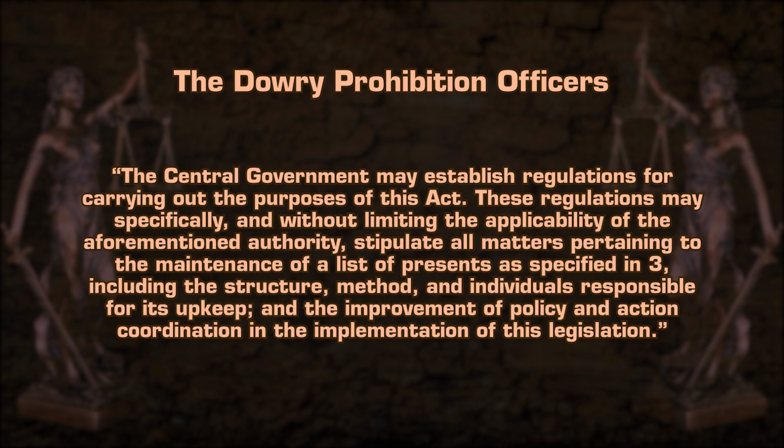The central government may establish regulations for carrying out the purposes of this Act. These regulations may specifically and without limiting the applicability of the aforementioned authority stipulate all matters pertaining to the maintenance of a list of presents as specified in Section 3, including the structure, method and individuals responsible for its upkeep and the improvement of policy and action coordination in the implementation of this legislation.